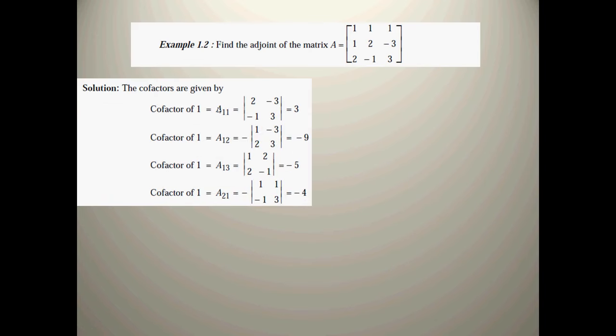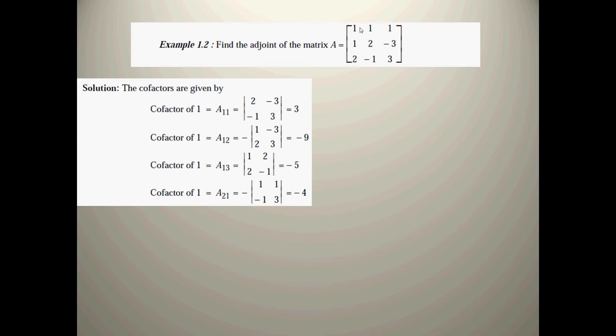Now you can see the cofactors are given by the cofactor of 1, which is represented as A11, capital letter A. The meaning is cofactor, this capital A indicates cofactor with the subscripts 1 and 1. 1 and 1 say that it is the cofactor of the element on the first row and the first column of the matrix A. So you just leave this column, leave this row, 2, minus 3, minus 1, 3. This is a determinant. Evaluate the determinant, you will get 3. So the cofactor of 1 is 3.